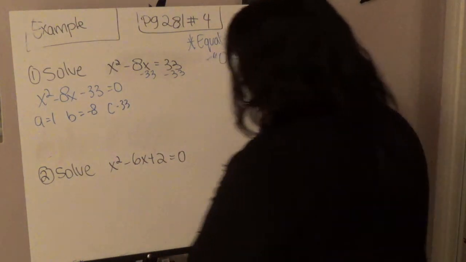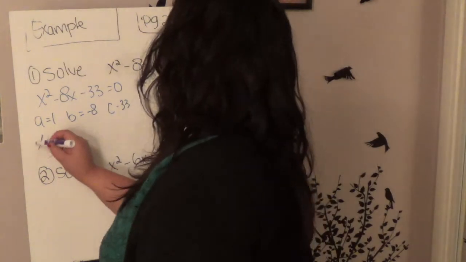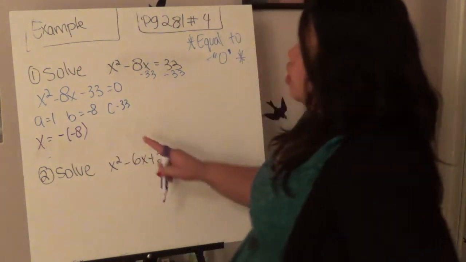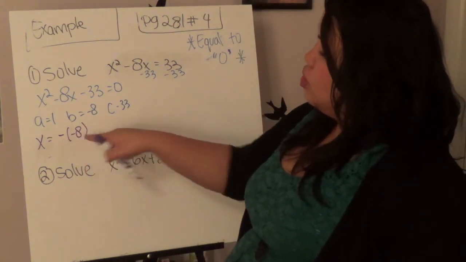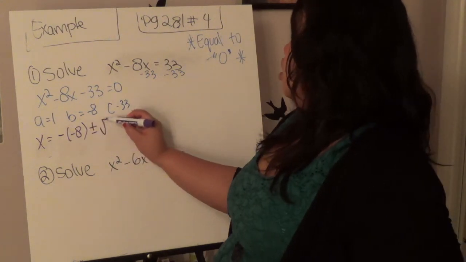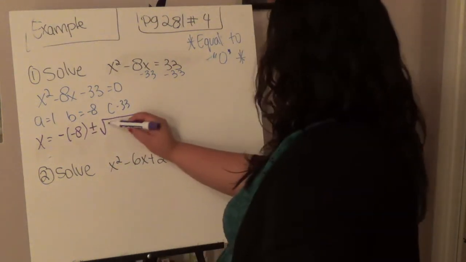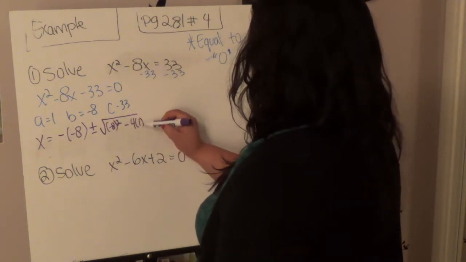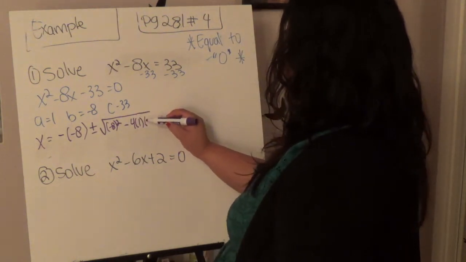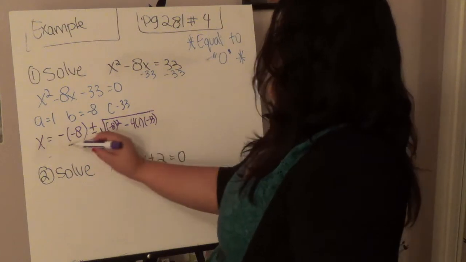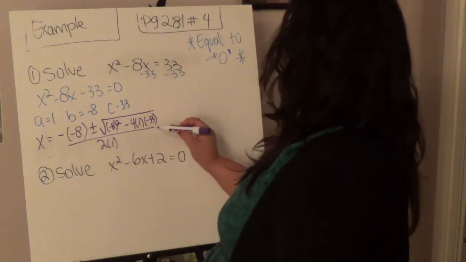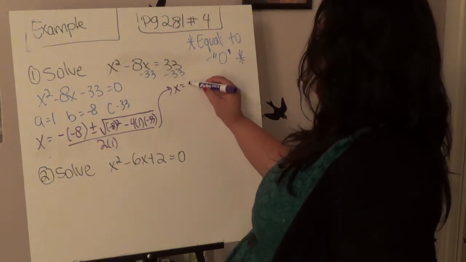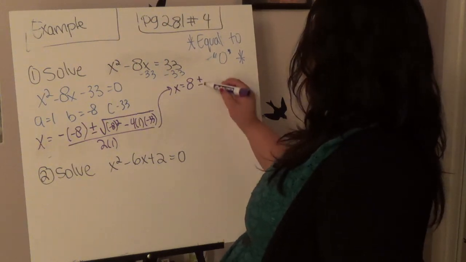So let's plug it in. We have x equals, x is what we're looking for, minus b, so minus negative 8. The minus is on the outside of b, so I'm going to continue and put negative 8, plus or minus the square root of b squared, so negative 8 squared, minus 4a, which is 1, times c, which is negative 33, all over 2 times a, which is 1. So let's continue. A negative and a negative equal positive, so positive 8, plus or minus the square root.